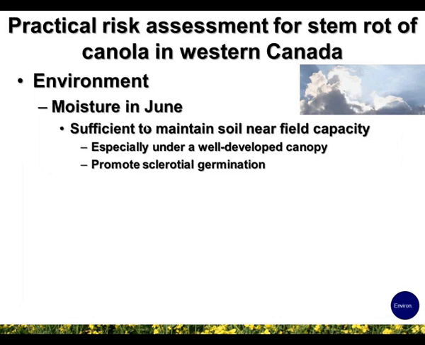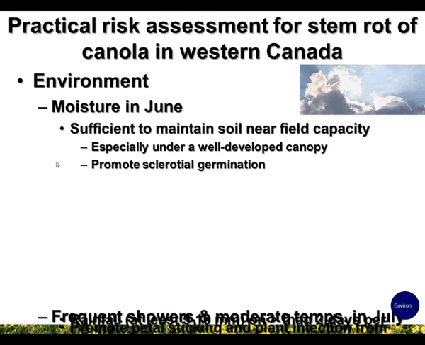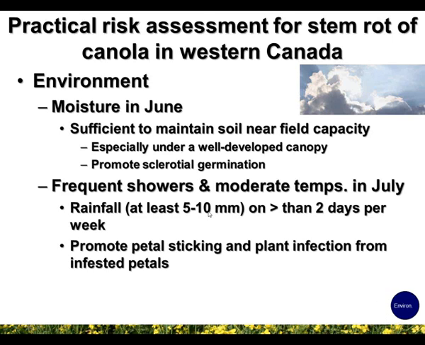The environment, last but not least. If you look at June, you've got moisture in June, you've got rainfall occurring to maintain soil near field capacity, and this is especially important under a well-developed crop canopy, be it canola, field peas, cereals, whatever. So you're basically promoting germination of the sclerotia. And then as the crop is coming into flowering, you need frequent showers and moderate temperatures. So rainfall of at least 5 to 10 millimeters on more than about 2 days per week.